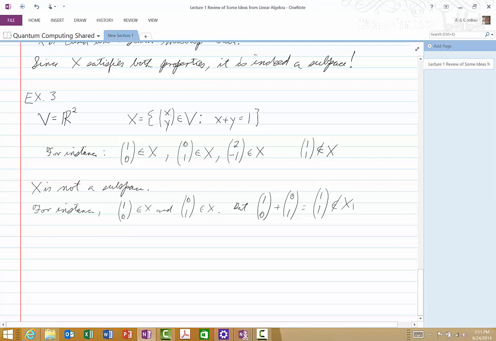Now we take these two vectors, (1, 0) and (0, 1), and we add them together, and we get the vector (1, 1). But we know that (1, 1) is not in X because when we add the X and Y components, we get 2. But remember, X is the set of all vectors in V such that when you add the two components, you get 1. So the sum of these two vectors that are in X is not in X. And therefore X is not closed under vector addition.